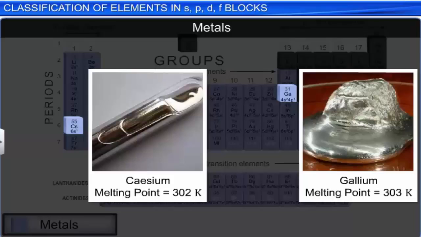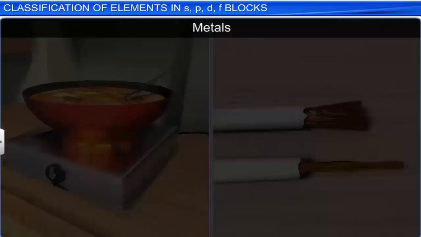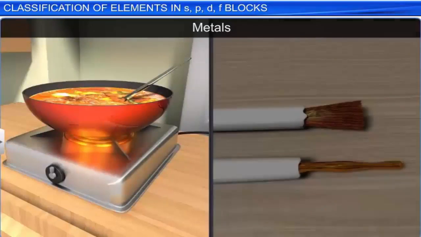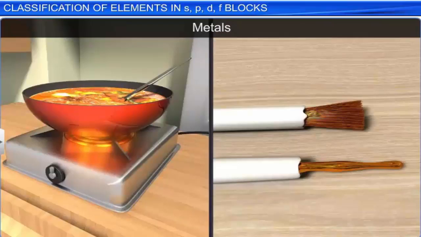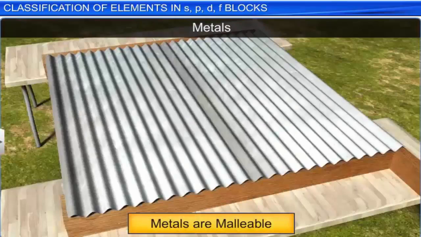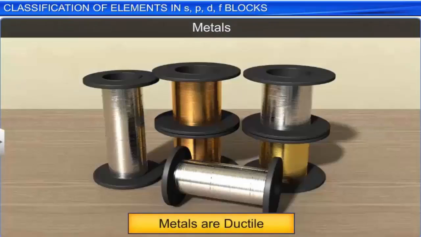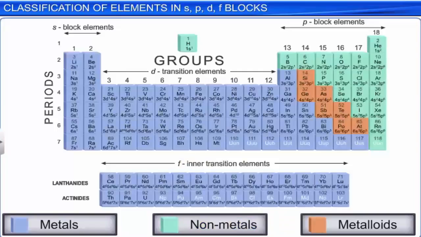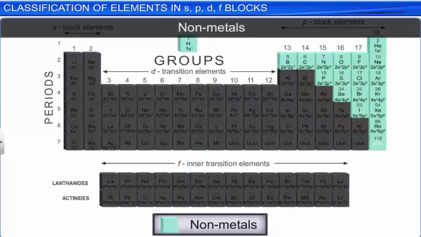Metals are good conductors of heat and electricity. Metals are malleable, that is, they can be flattened into thin sheets, and are ductile, which means they can be drawn into wires. These properties are in direct contrast to those exhibited by the nonmetals that are placed on the top right side of the periodic table.